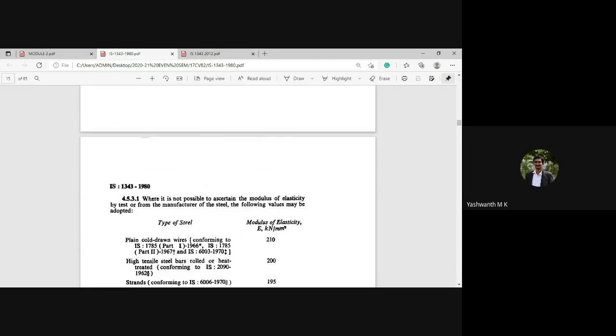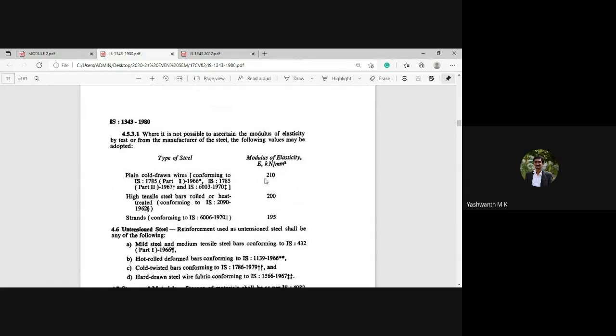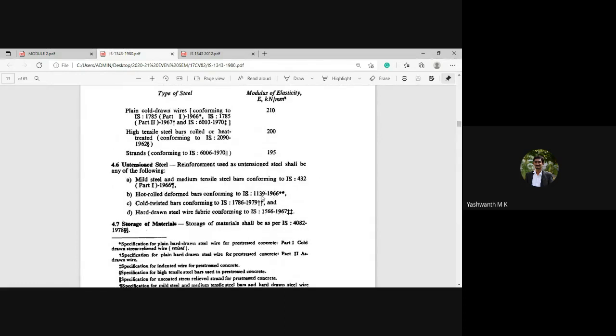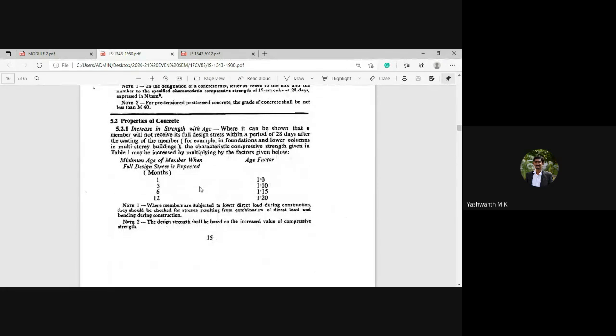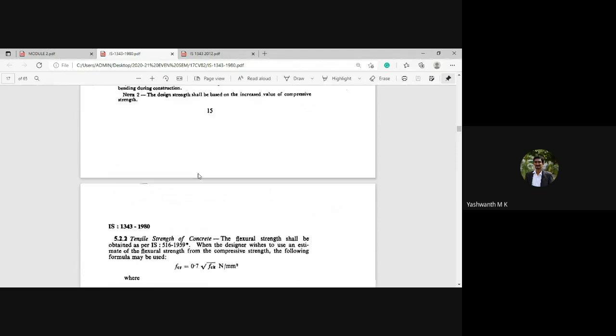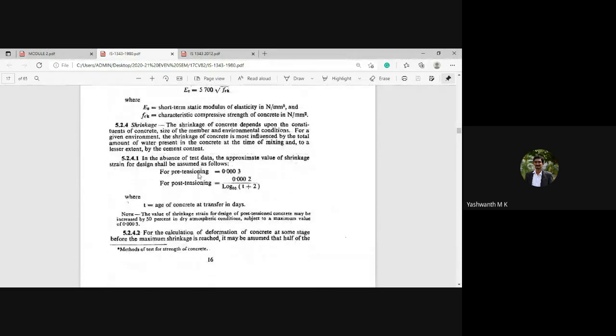And you can see the modulus of elasticity in steel, which has preferably been given. Okay, next they have been given the characteristic strength or grade. And the next you can see the properties of concrete, all this data.